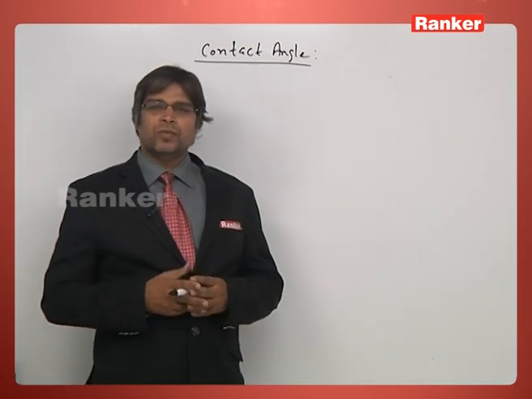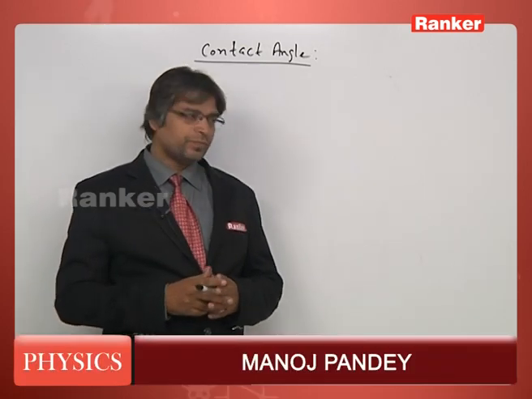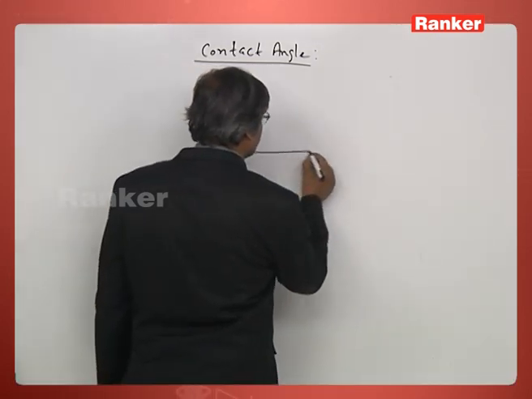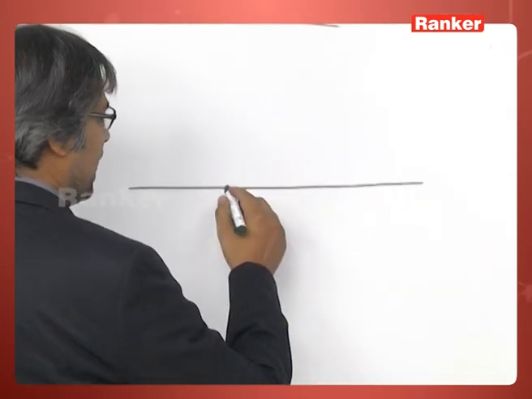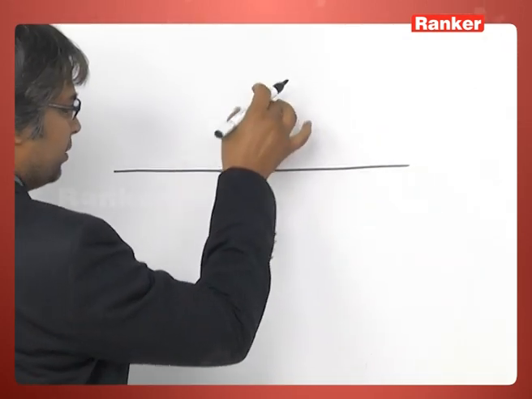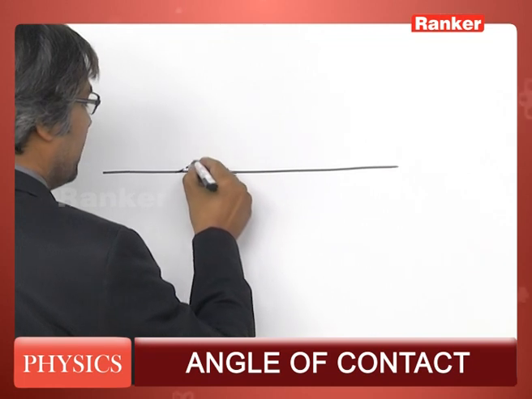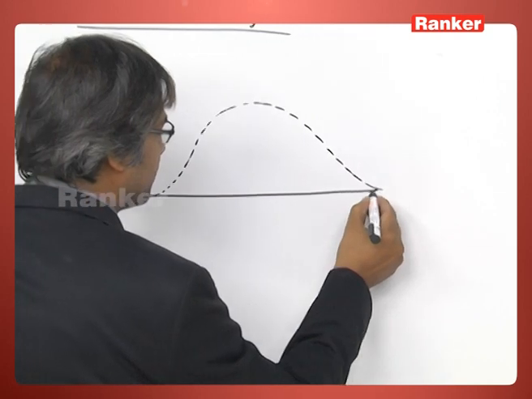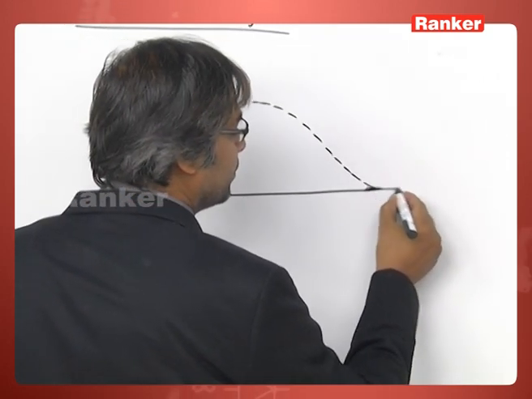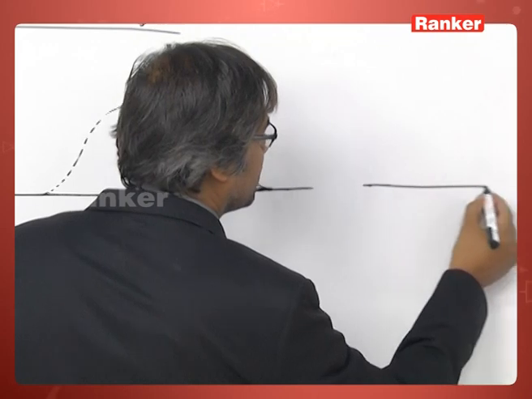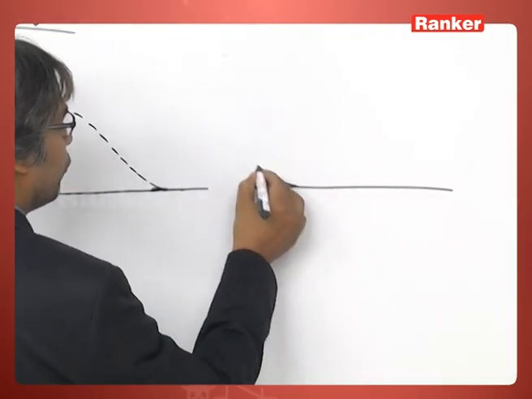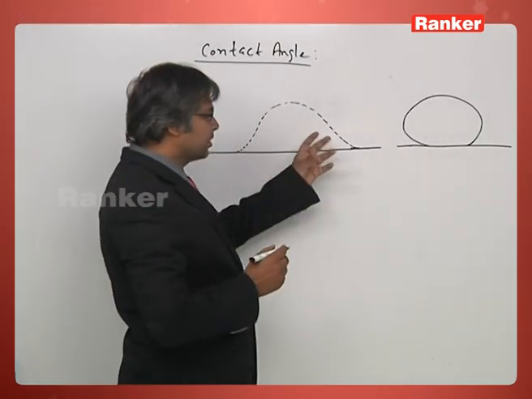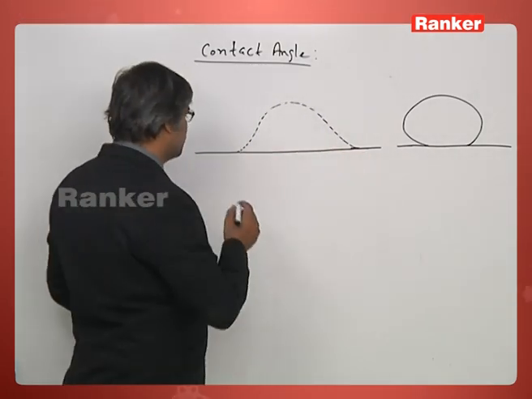So, now let us see what is contact angle. Suppose we have a liquid and a solid surface, and we pour a drop of liquid. We have seen that it forms this type of meniscus, and in another case we have also seen that it forms this type of shape. So, we have two different types of liquids placed on a solid surface.